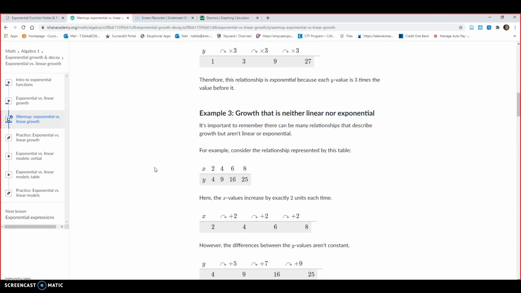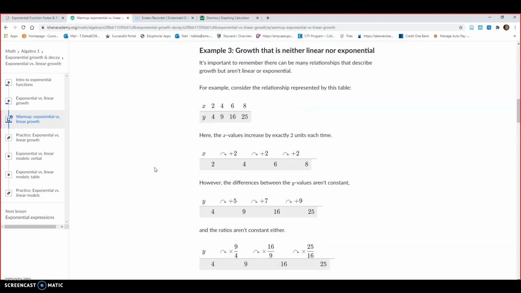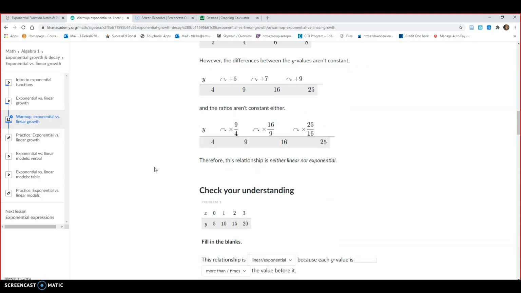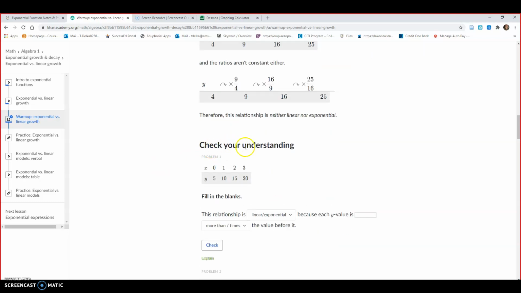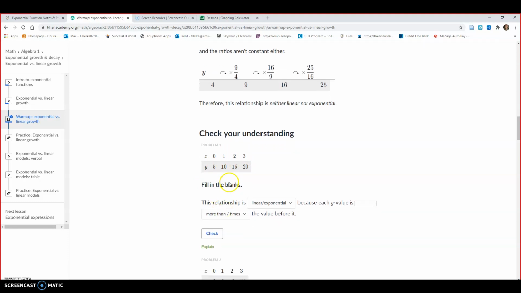So a copy of class notes is being provided through this. There are examples of worked problems, and then here, check for understanding. They give you a problem. The x is 0, 1, 2, 3. Y is 5, 10, 15, 20. And he wants you to finish or fill in the blanks.